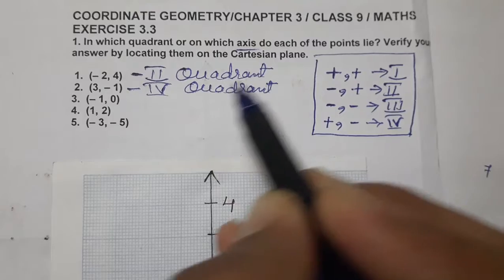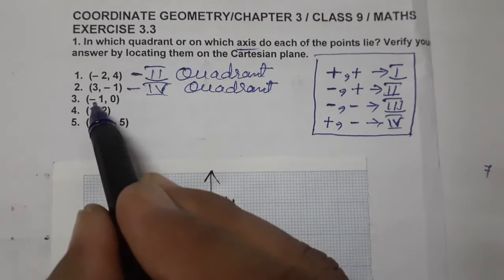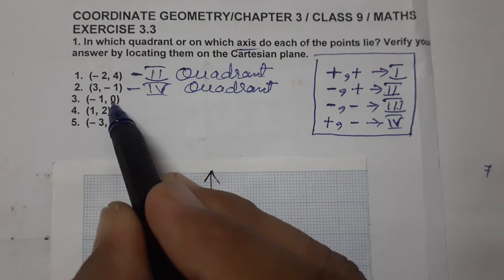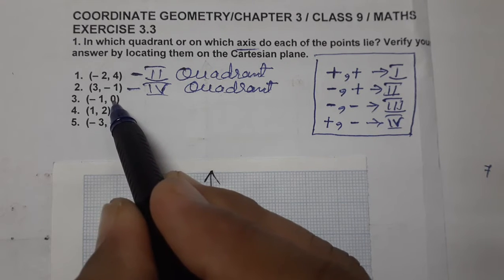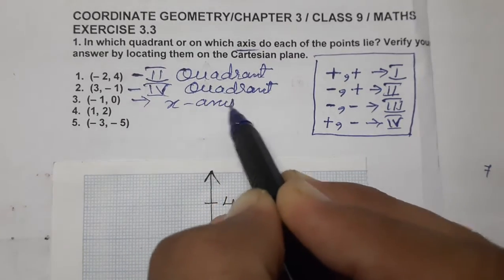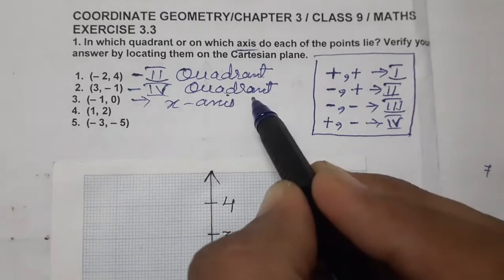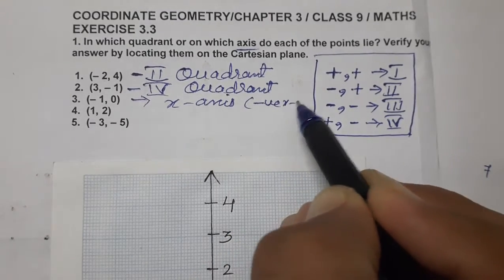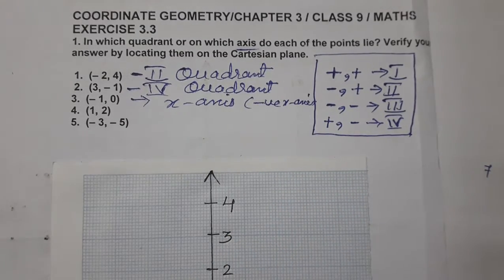Now see. Minus 1, 0. Minus 1. And if, children, the y coordinate is 0, then it lies on the x-axis. So it lies on the x-axis. And which axis? Negative x-axis. Negative x-axis. Or simply you can write x-axis only, children.